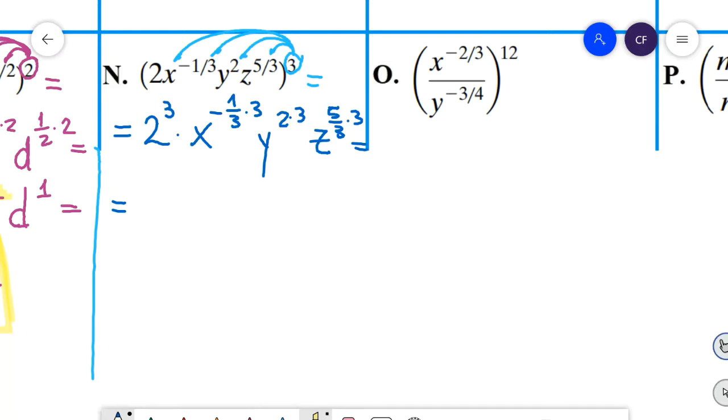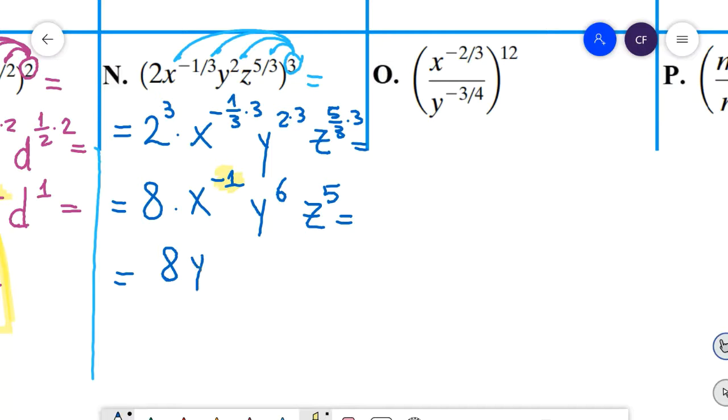2 exponent 3 is 8, right? 2 times 2, 4 times 2, 8. X negative 1 over 3 times 3, negative 1. Y 2 times 3, 6. Z 5 over 3 times 3, 5. No negative exponents allowed. So equals 8y6 z5 over x.